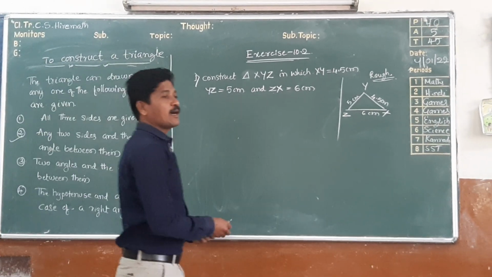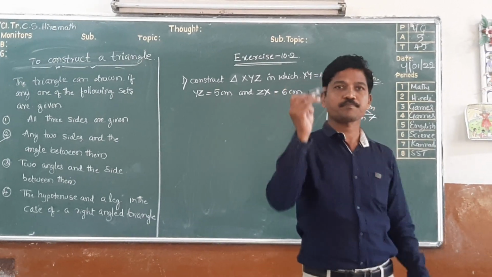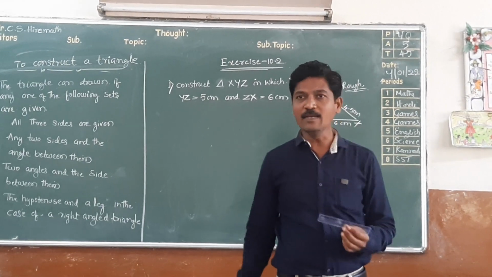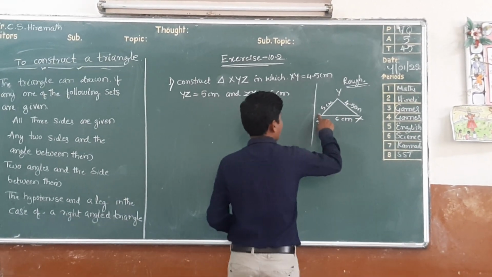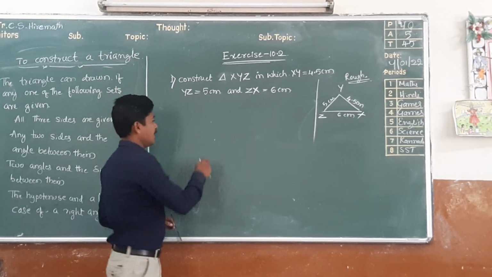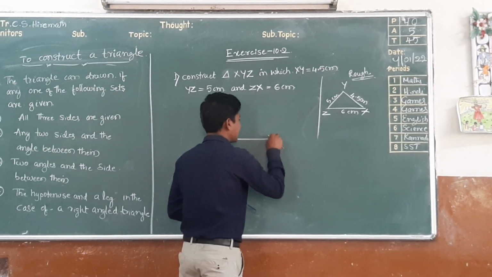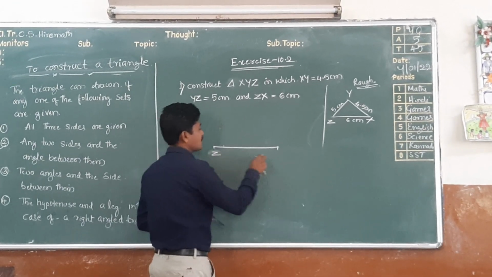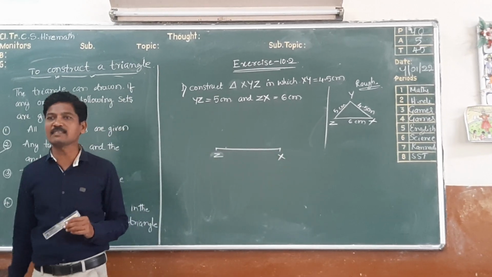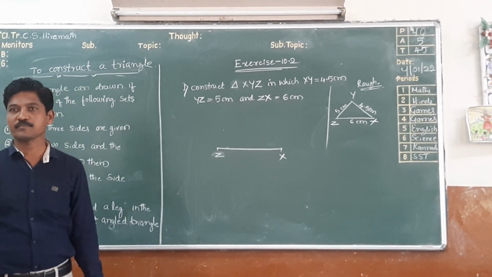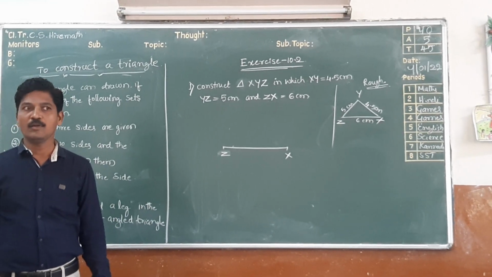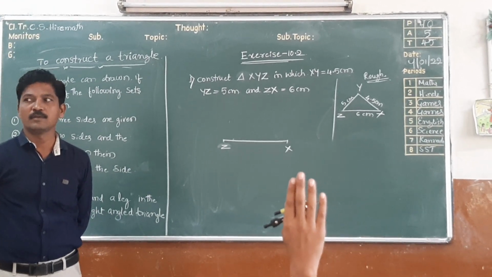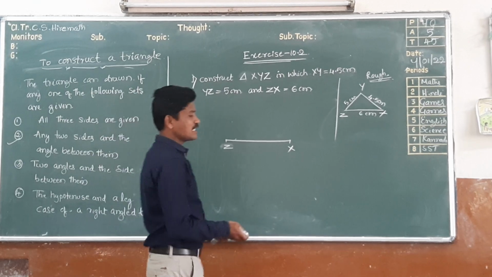Now, take the compass, scale, and the pencil. Draw the base. What is the base? 6 cm. Okay. Draw a base of 6 cm and name it as ZX. If it is over, raise your hands up. Down. Next, what is the next thing we need to do?